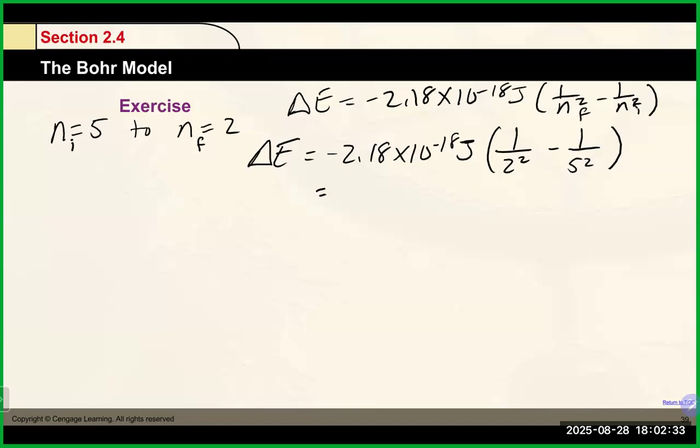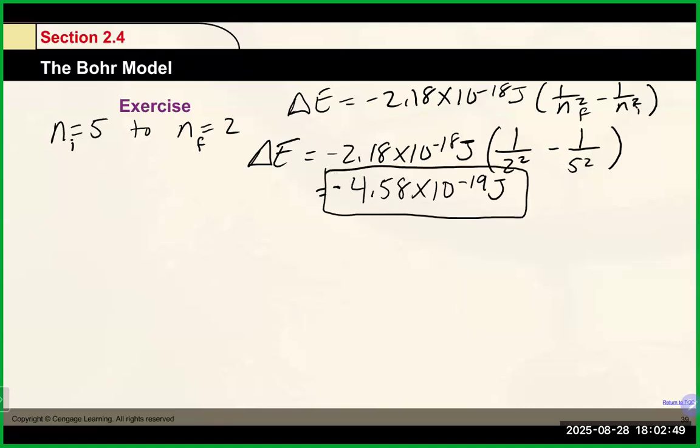About 2.18 times 10 to the minus 18. And that's going to get us something like 4.58 times 10 to the minus 19 joules. And that is going to be negative in this case, right? As we should end up with a negative number. That also makes sense. Again, we are going from a higher energy level to a lower energy level, so the change in energy is negative. It has to release that amount of energy to allow the electron to drop to a lower energy level.